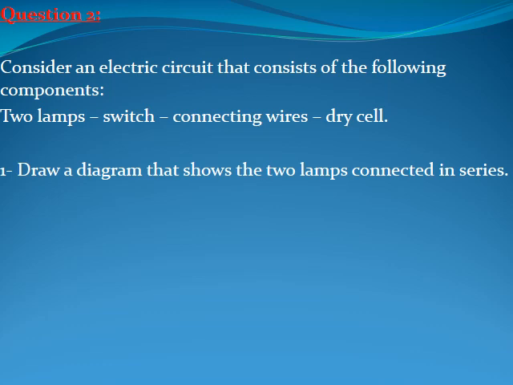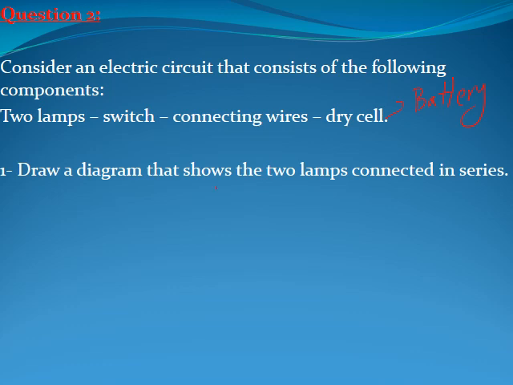Moving to question number 2. Consider an electric circuit that consists of the following components. We have 2 lamps, a switch, connection wires, and a dry cell, which is the other name of a battery. So don't be confused about this. Draw a diagram that shows the 2 lamps connected in series. Here we're going to use a closed switch.